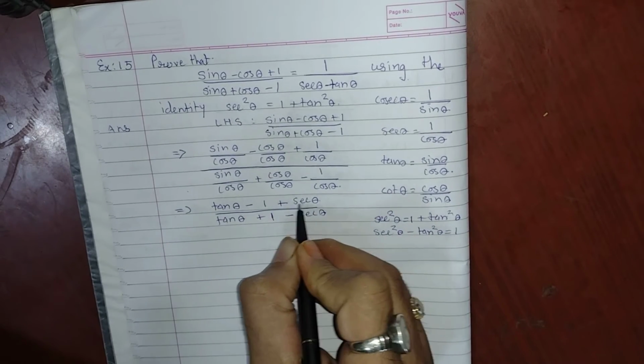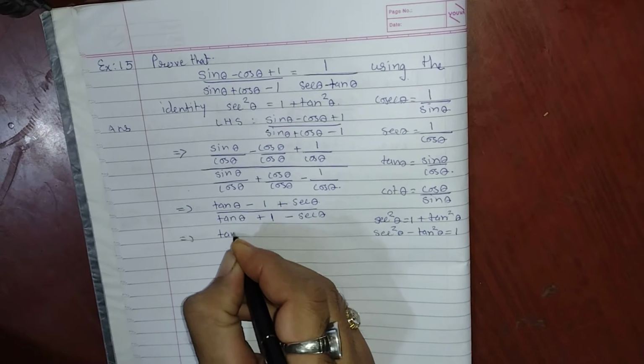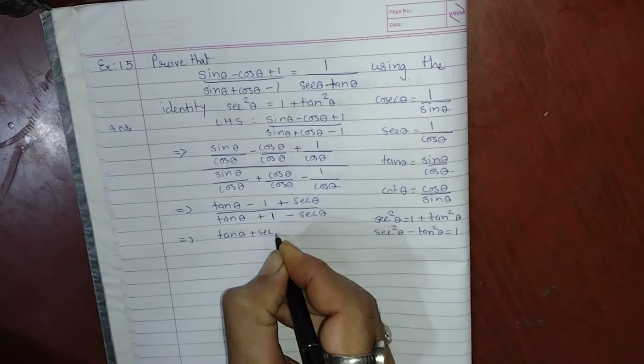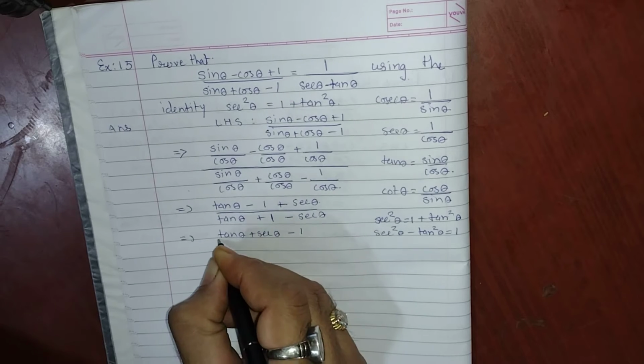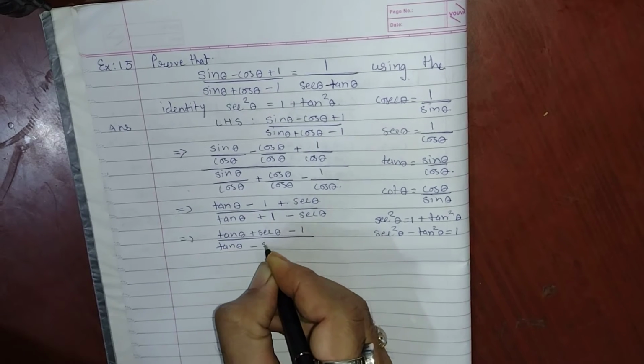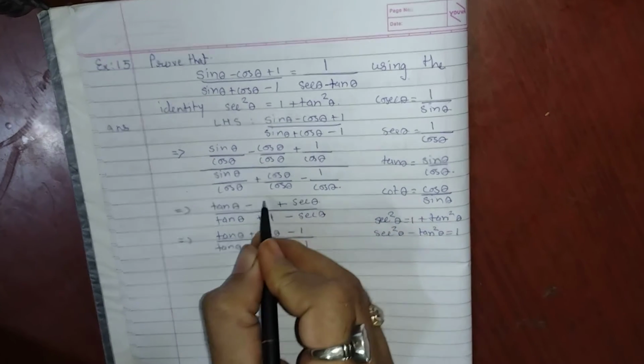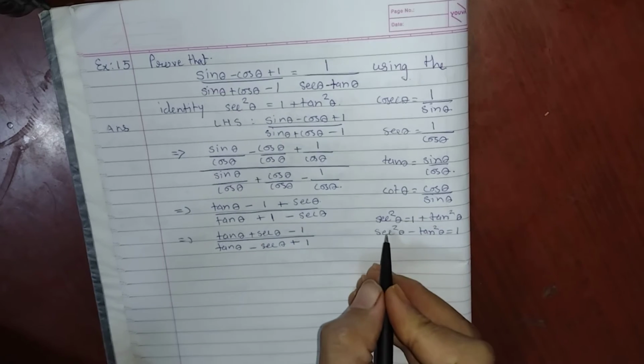Now we will rearrange it into this form: tan theta plus sec theta minus 1 upon tan theta minus sec theta plus 1. We have rearranged all these terms. Why have we rearranged it?